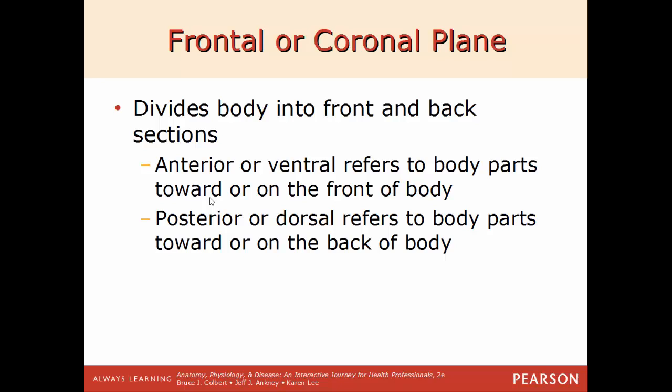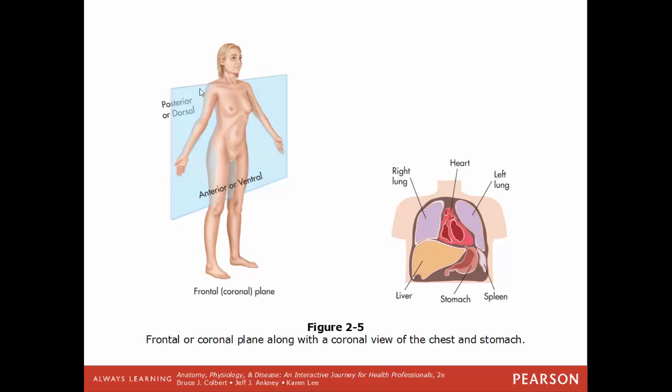Our next plane, the frontal, also called the coronal plane. This will divide the body into front and back sections. The anterior, or also referenced as ventral, refers to the forward or toward the front of the body. And posterior, or also known as dorsal, references the back of the body. Again, we have this image here, the frontal or coronal plane. This section of the body would fall forward. That'd be the anterior section. And this part behind her would fall backwards. That'd be the posterior part, or dorsal part.